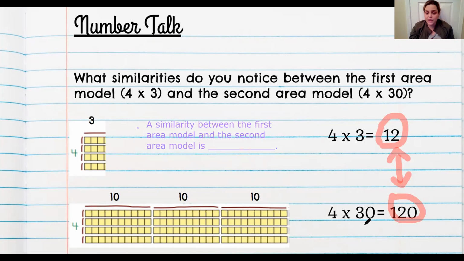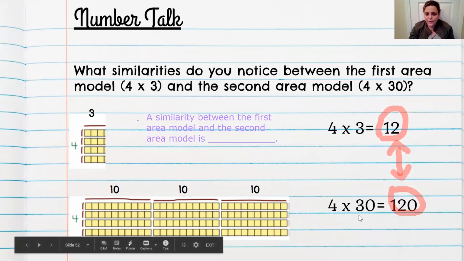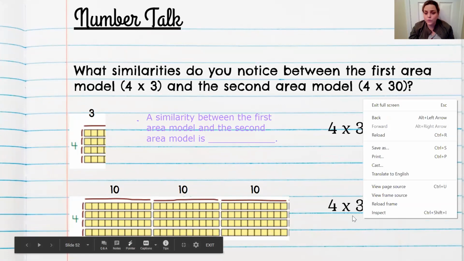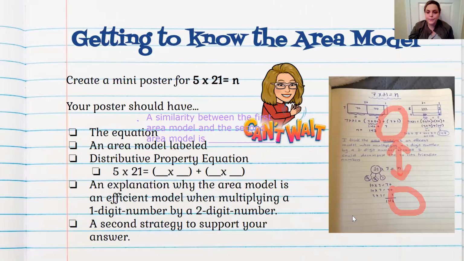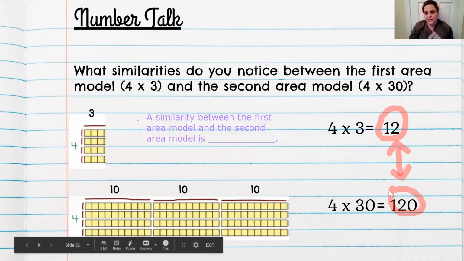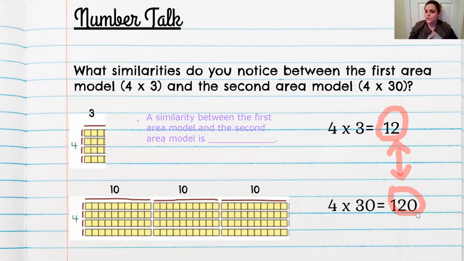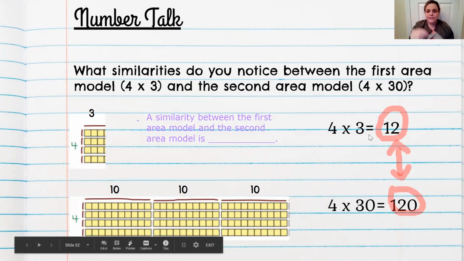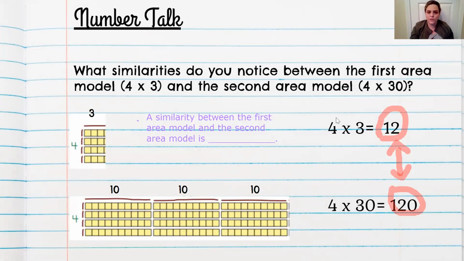And the similarity is that the products are similar, except that for the second area model, instead of multiplying by 3, I'm multiplying now by 30, and 30 is a multiple of 10. And so instead of having 12, I'm taking that 0 and adding it to my product, which gave me 120. And that is something that we want to work towards right now, efficiently multiplying a 1-digit number by a multiple of 10.